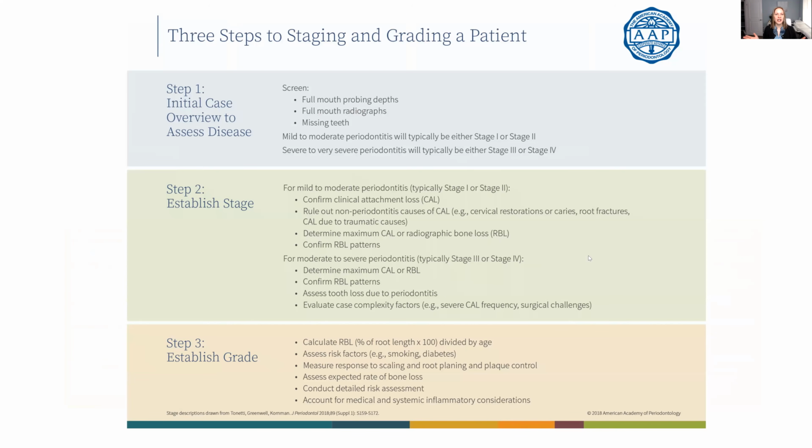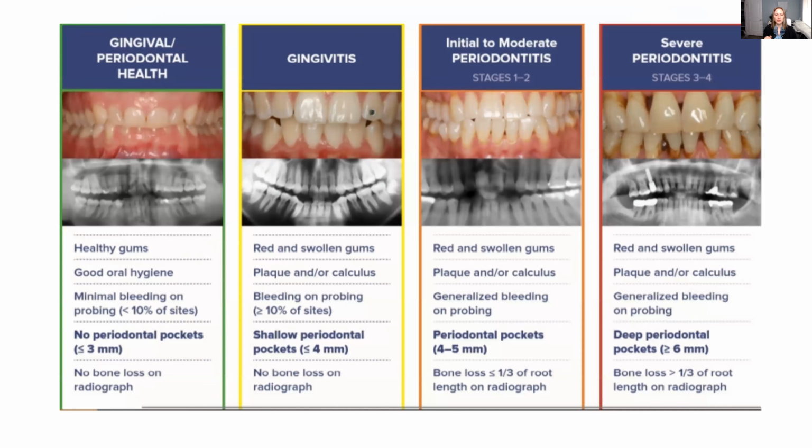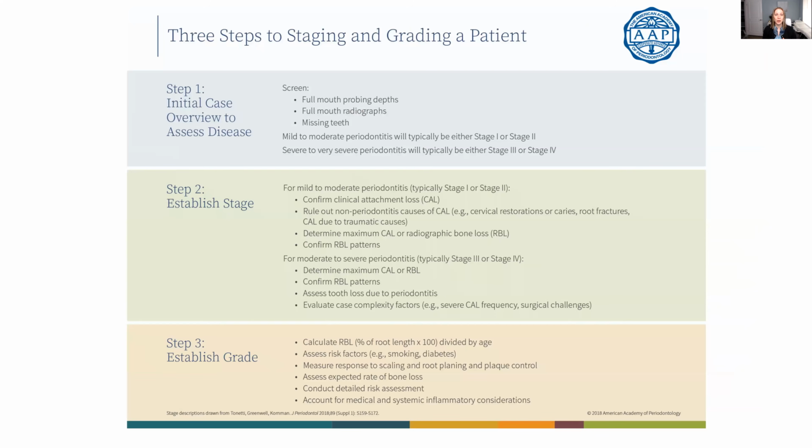So you're wondering, okay, Andrea, all of this sounds great. I see the pictures. I'm a pro now. But then when you go to write a statement, you have to write the staging and the grading. And this is where people get stumped. So I'm going to help you with that. So first you need to do a probe. You cannot determine the bone loss, the pockets, or the clinical attachment levels without probing. And you also need x-rays. So you need to be looking at those x-rays.